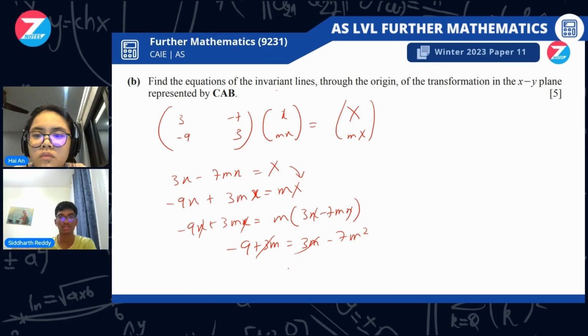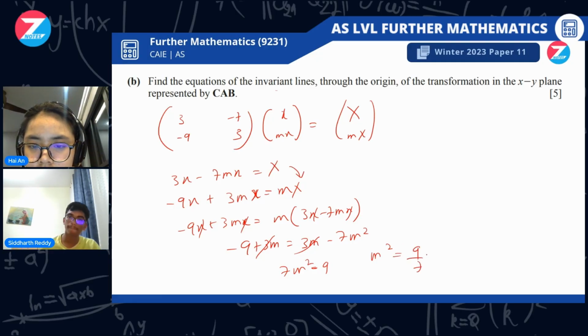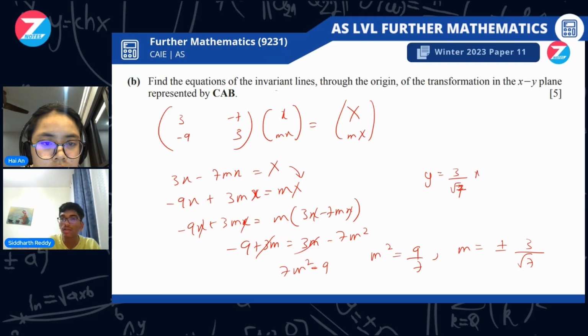3m can cancel. So 7m square is equal to 9. M square is equal to 9 by 7. M is going to be equal to plus minus 3 by root 7. So y is equal to 3 by root 7 x, and minus 3 by root 7 x.